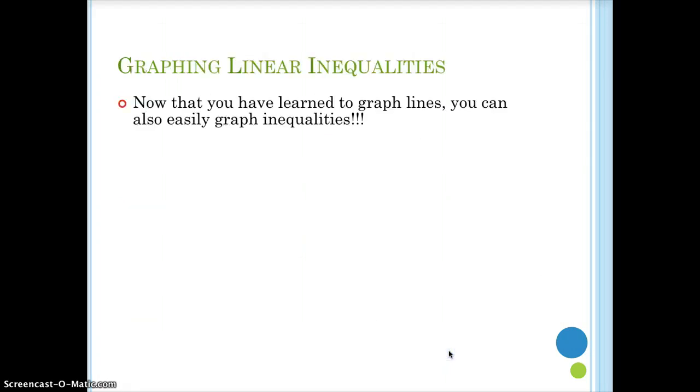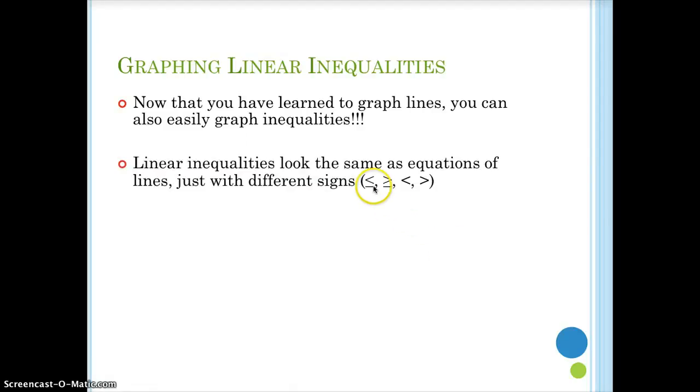All right, since we can already graph lines, we can now graph inequalities, and it is really easy because they look the exact same. The only difference here is that we're going to be using those inequality symbols that you've seen before. This one is less than or equal to, greater than or equal to, less than, and greater than. The properties of inequalities also apply here. So if you remember, the big idea from section 1.4 was that if we multiply or divide each side by a negative number, we will have to flip the sign. And that same property is going to apply here as well. So be on the lookout for that, just as a reminder.